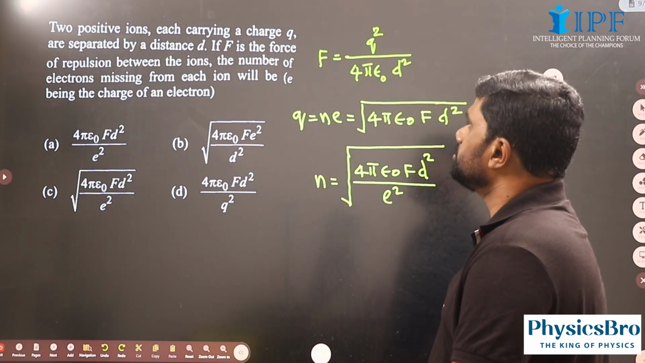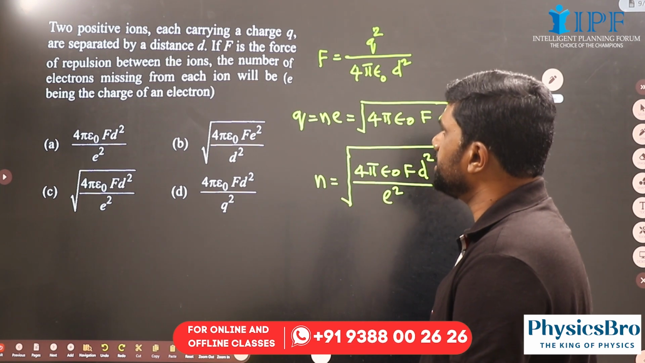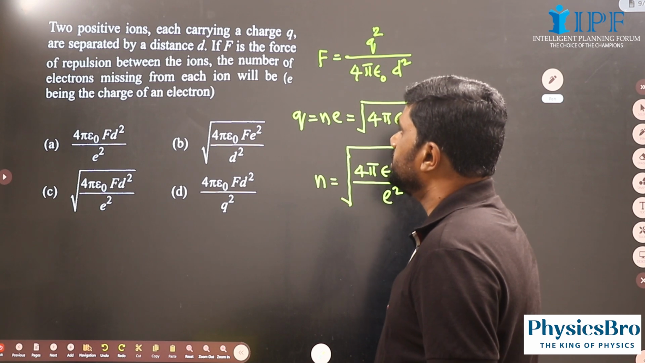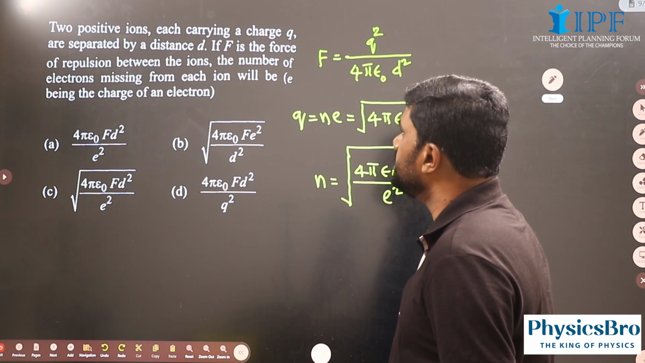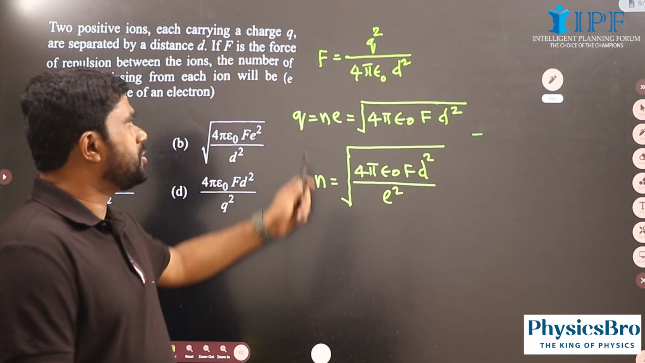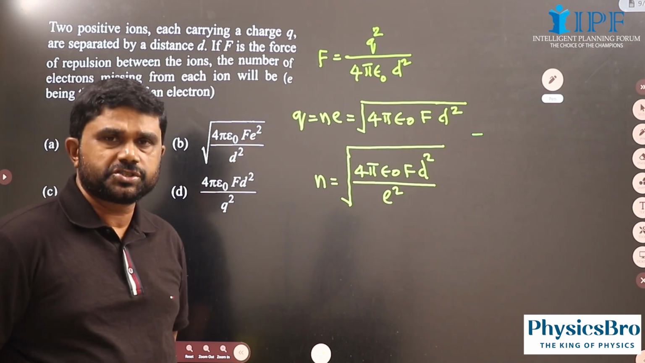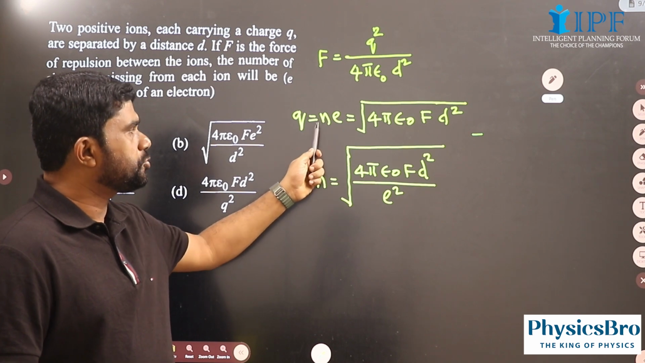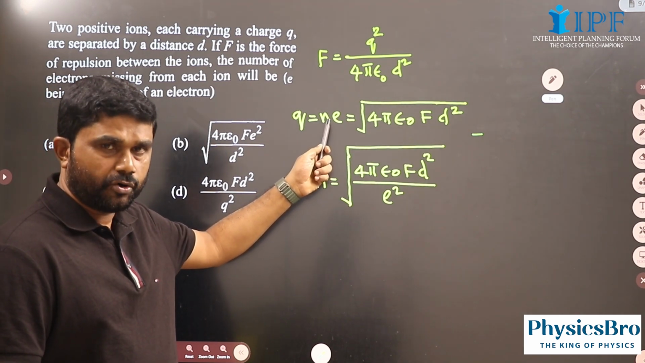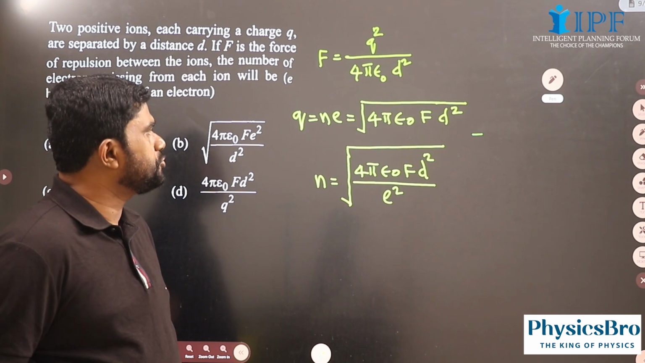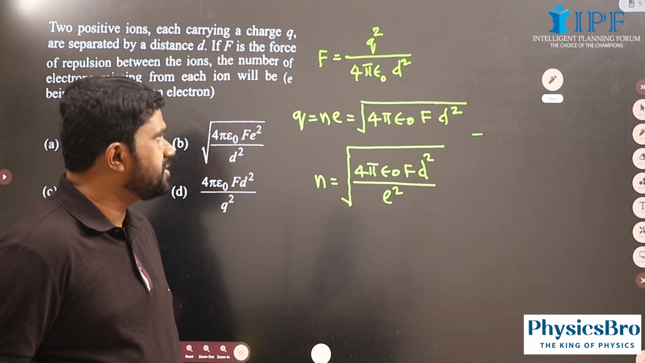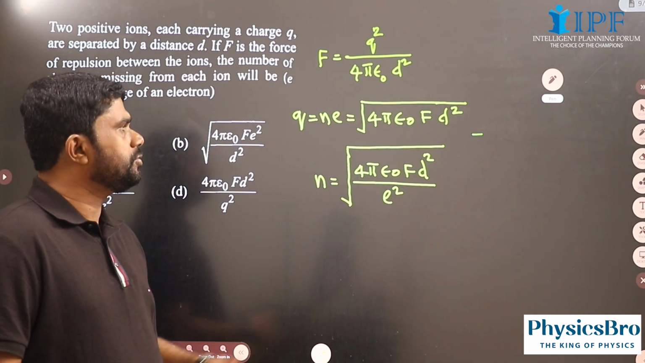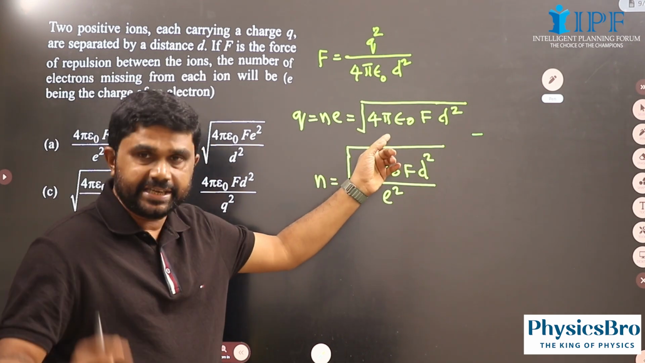Two positive ions each carrying a charge Q are separated by a distance d. F is the force of repulsion between the ions. The number of electrons missing from each ion will be. See, F equals Q square divided by 4 pi epsilon 0 d square. d is the separation between them. Then charge Q, that is equal to Ne, where e is the charge on an electron. Then Q square will be equal to 4 pi epsilon 0 F d square, and N will be equal to square root of 4 pi epsilon 0 F d square whole divided by e, electronic charge.